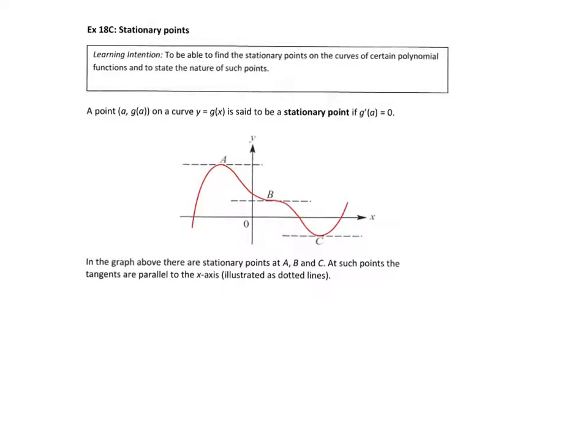Previously we've spoken about the fact that the gradient is equal to 0 at the turning points. So it makes sense therefore that if we wanted to find turning points on a graph, we could find its gradient and let it equal to 0.